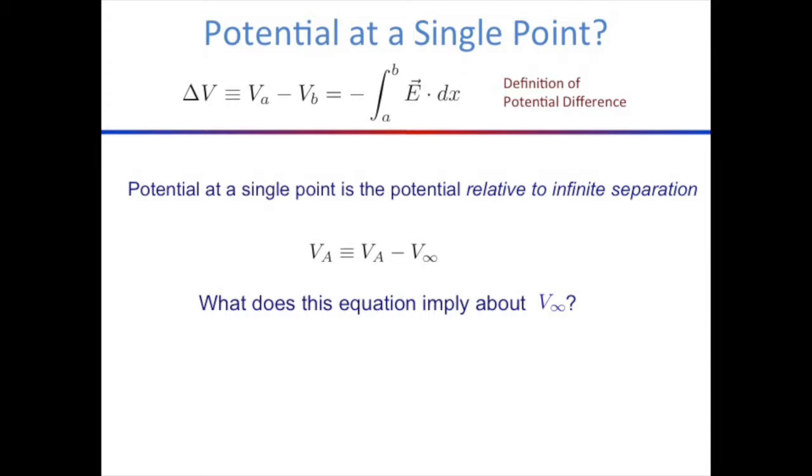Okay, the main definition that we have for potential is about differences. It's about potential difference. And it says the potential difference is defined as negative the integral from point A to point B of electric field dotted into dx. And this is a line integral, right? There's vectors in here, and you dot the electric field into the direction that you walk along the path.